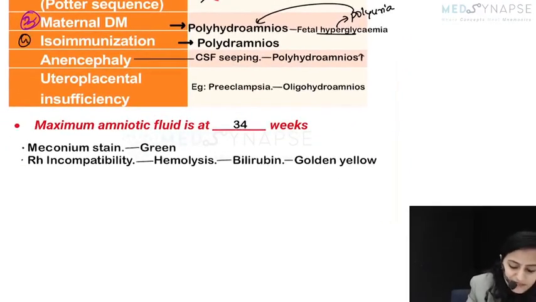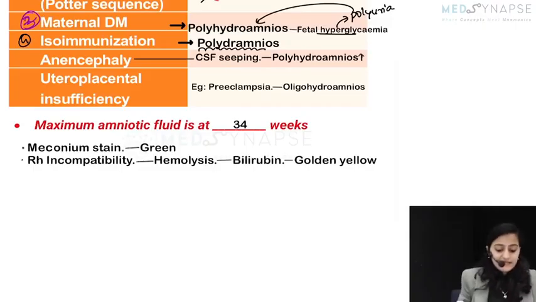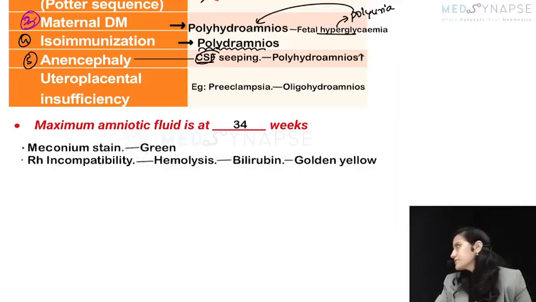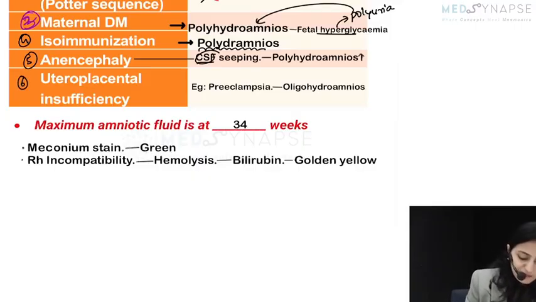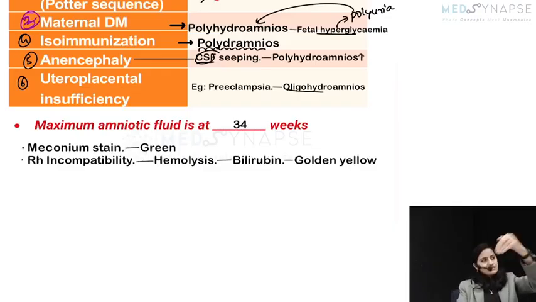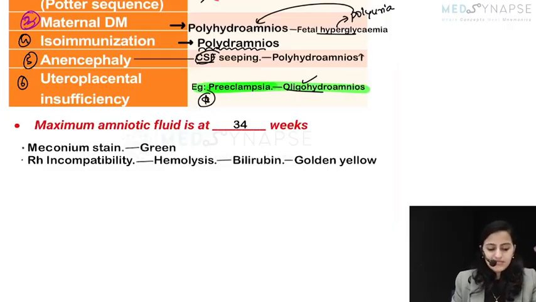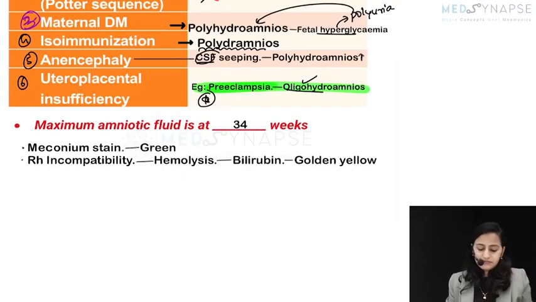Isoimmunization, RH incompatibility. Again, it is poly. Anencephaly, poly, CSF going out, contributing to amniotic fluid. And uteroplacental insufficiency, oligo. In uteroplacental insufficiency, the transudate, the pressure is decreasing, transudation decreasing, oligo. Example of that is preeclampsia. Please remember, preeclampsia is oligo; maternal diabetes and RH incompatibility are poly.